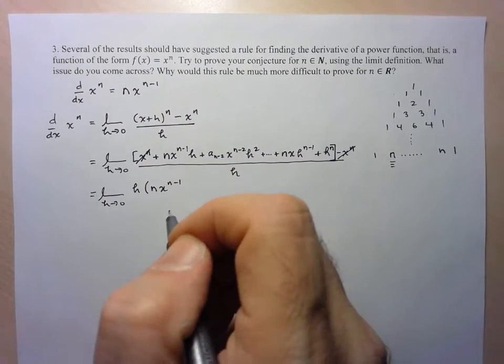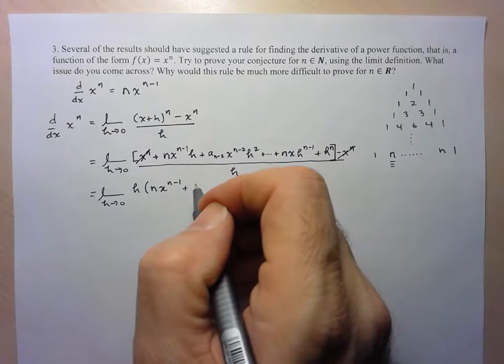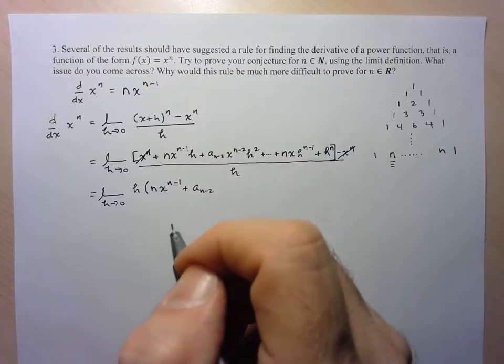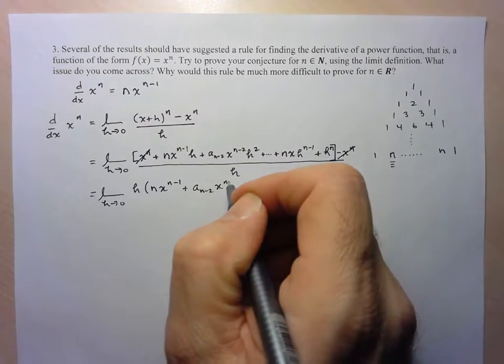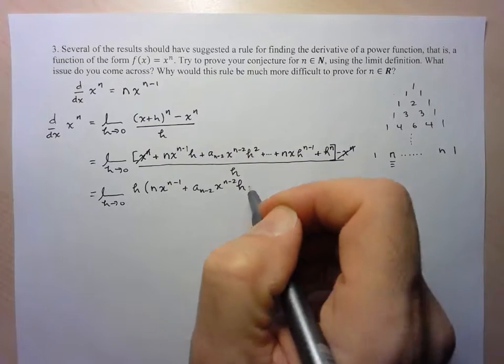And again, I'm hoping some of you are seeing where this is going. And the next term, okay, we just called this a sub n minus 2. It's just some number times x to the n minus 2. And here now I've removed one of the h's. So I'm just left with 1h.